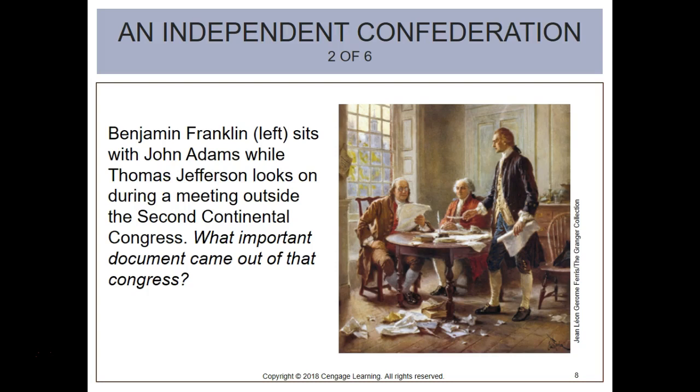And, you know, there are a lot of really cool paintings and stuff. There's one in the book that you see here with Ben Franklin, John Adams, and Thomas Jefferson that depicts them sort of sitting around, coming together and trying to come to a resolution.